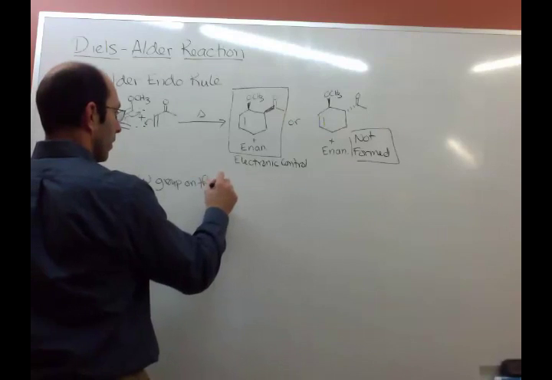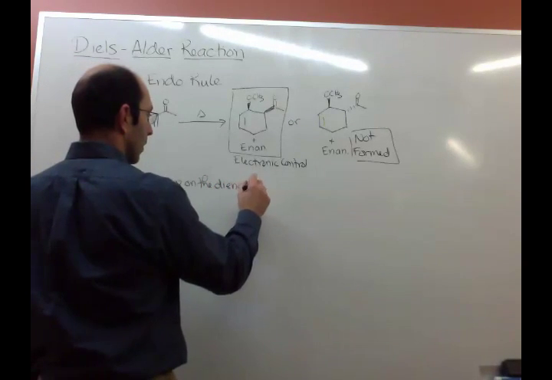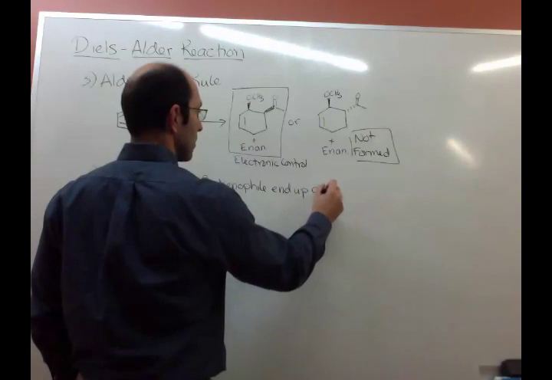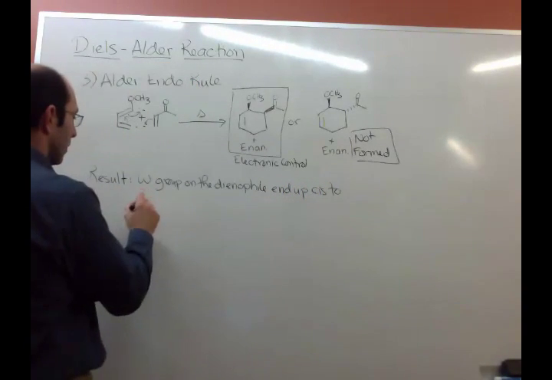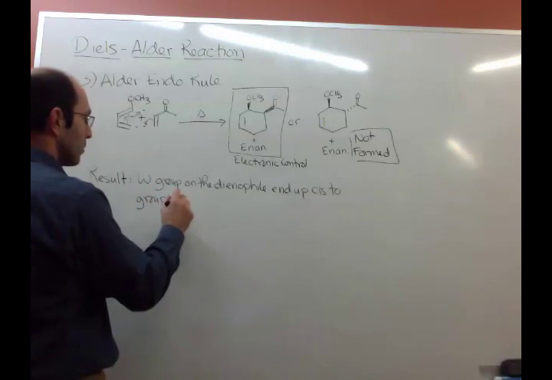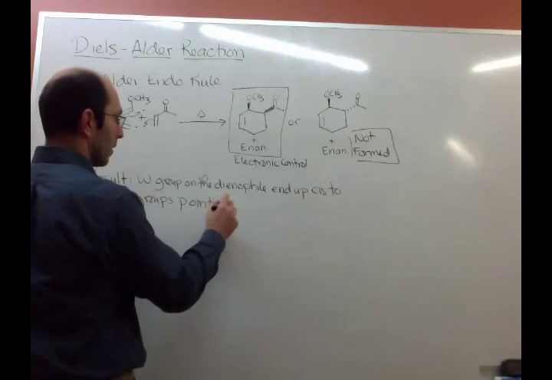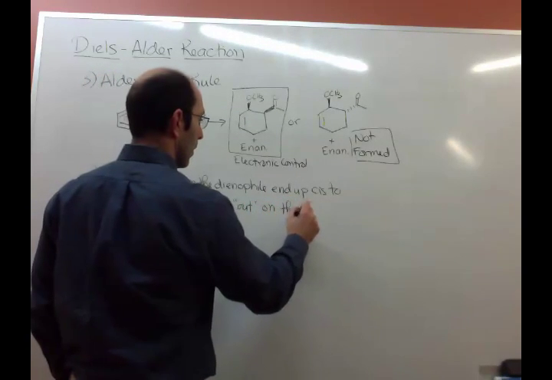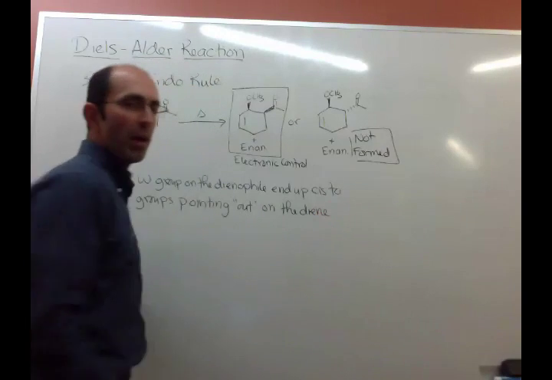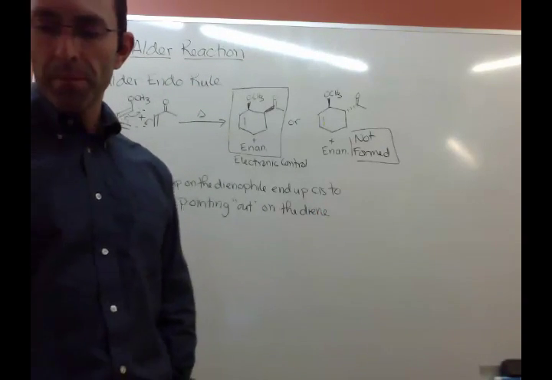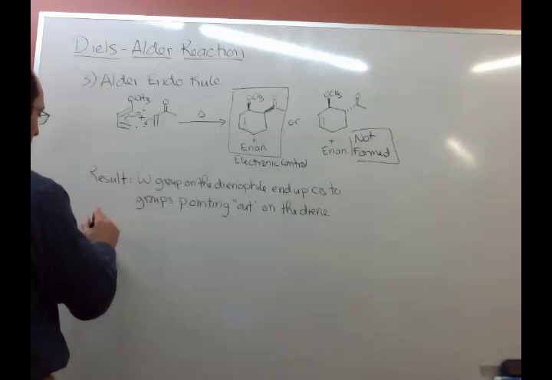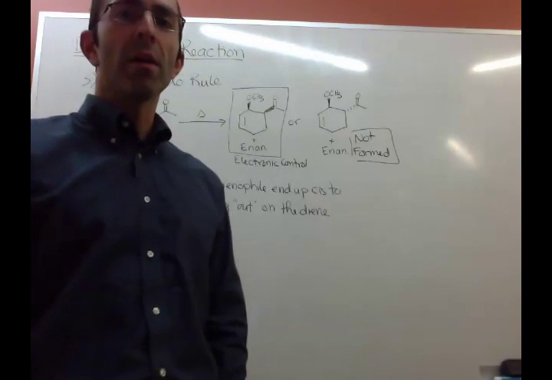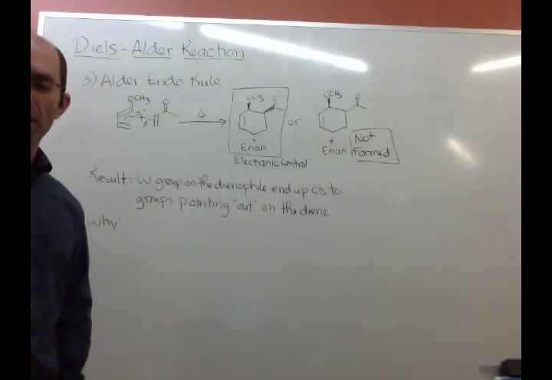on the dienophile ends up cis to groups pointing out on the diene. Right? And clearly, we need to answer why. Otherwise, it's just we're memorizing a random fact.